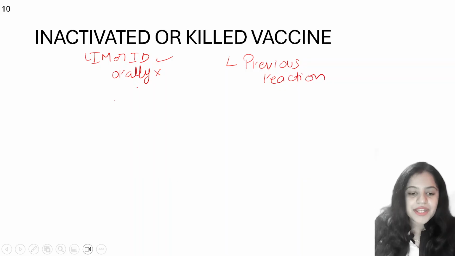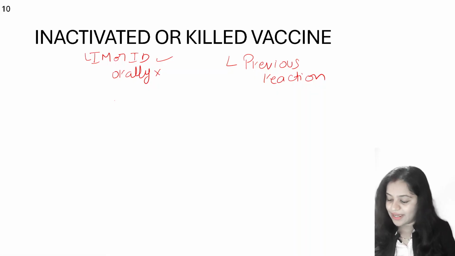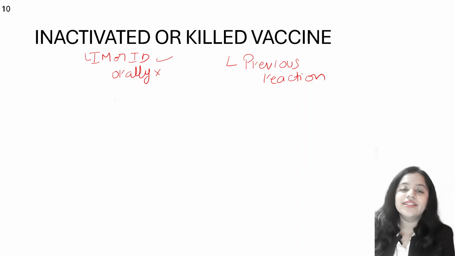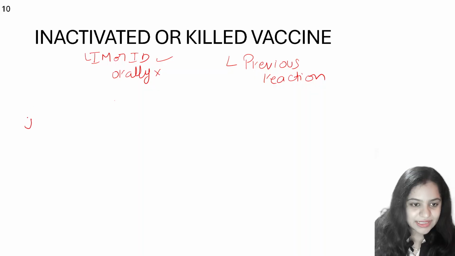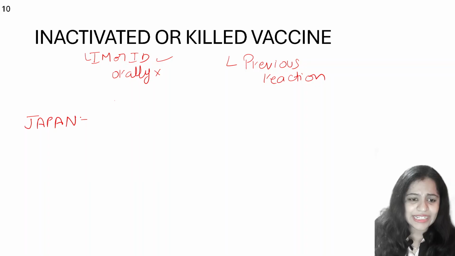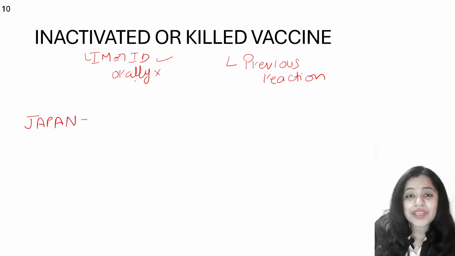Clear? Now let's see the example of inactivated or killed vaccine. Again, it's a long list, so I've made a mnemonic for it. Whenever you have to memorize the inactivated or killed vaccine, remember Japan. In Japan, everything is clean. Their home, their kitchen, everything is very clean. So I asked a person from Japan, how do you keep your kitchen clean?